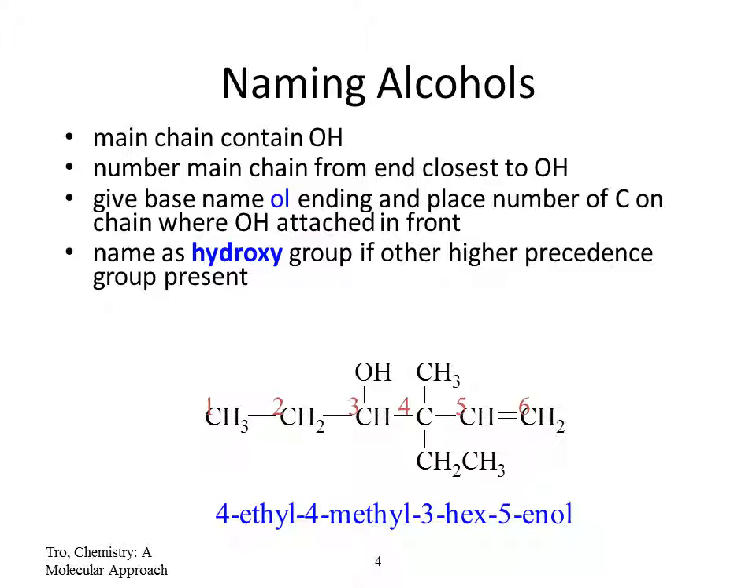So first we'll name the longest chain. You have 6 carbons, so it's going to be hex, and then it's going to be hexene, but it's an alcohol so we call it -ol. So hexenol, but we have to say where is my ene. So we are going to put hex-5-ene-ol. But where is my -ol? Where is my OH? 3. So we have to put 3-hex-5-en-ol. And then I'm going to say my substituents are 4-methyl, 4-ethyl. So who should come first? Ethyl, right? Not methyl. So 4-ethyl-4-methyl-hex-5-en-3-ol.